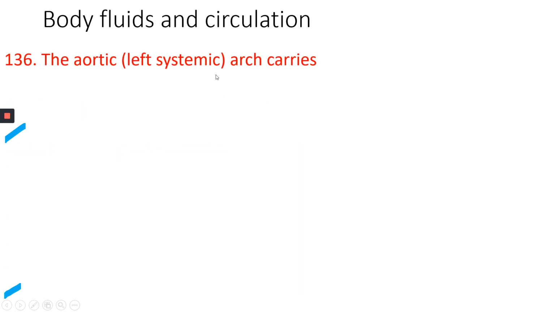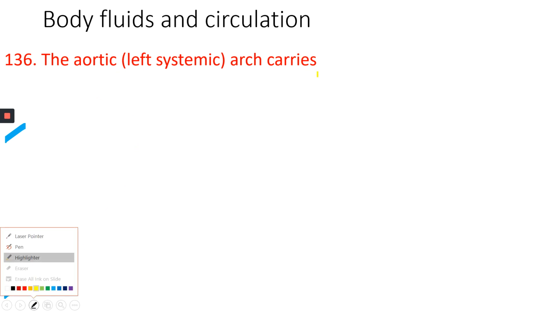The aortic arch carries left systemic arch. Birds have right systemic arch. We have left systemic arch. Very important point. I covered that one in the second video. Okay, that is a very important point. We have left systemic arch, whereas birds have right systemic arch.